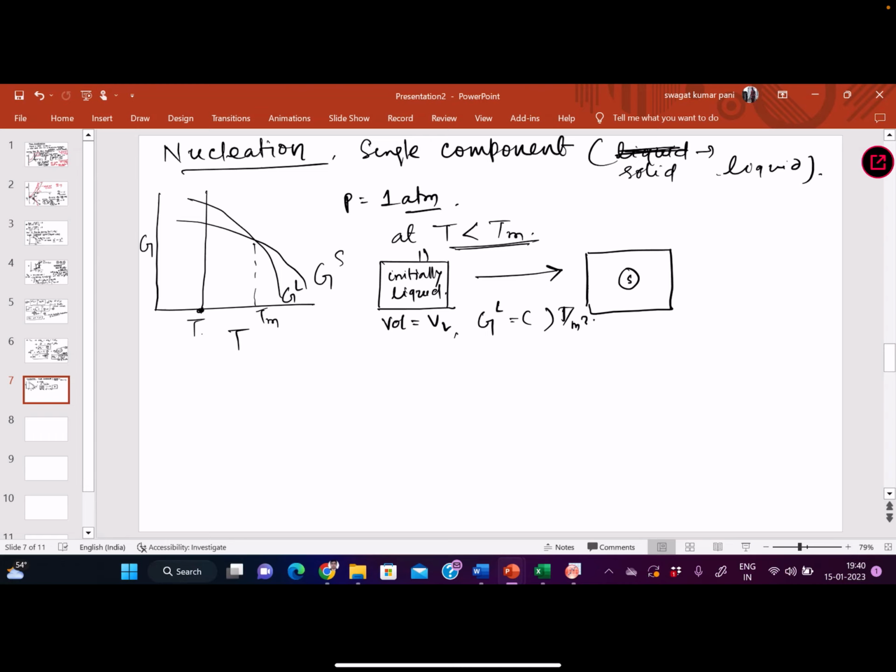Okay, so this is phase 1, this is phase 2. Phase 2 in the sense, initially it was that, then it will transform, the solid has nucleated inside the liquid. It has the volume Vs, suppose. So what will be the volume of liquid now? That is VL minus Vs. That is VL dash. And it has certain specific free energy. Solid, it has some value, joule per meter cube.